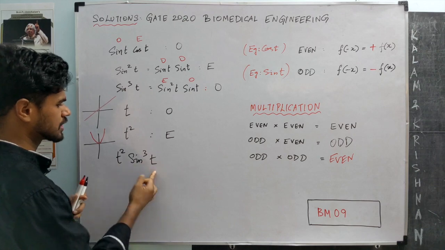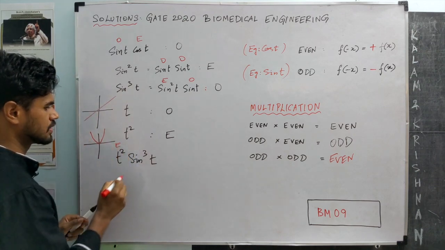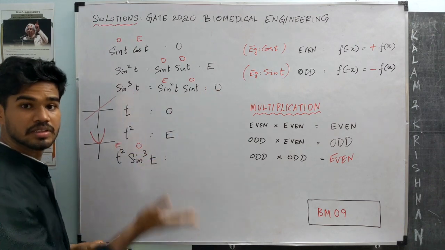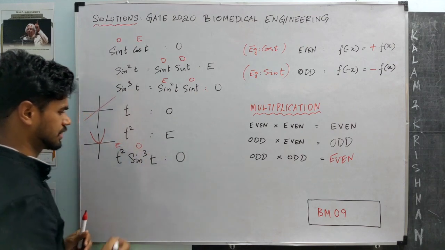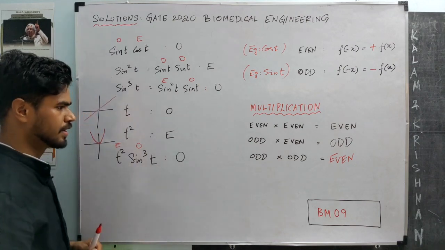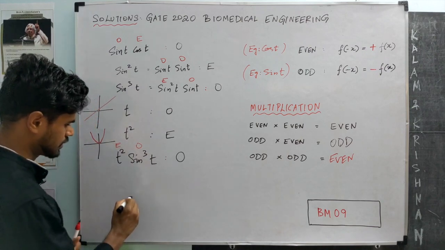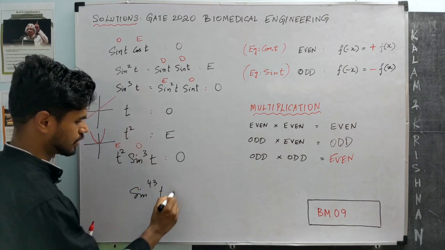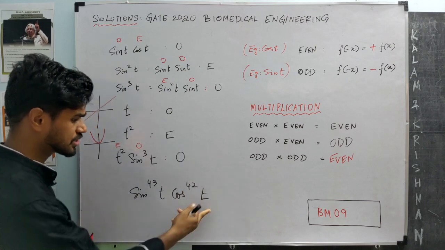Now, how about t square sin cube t? T square we know is even. Sin cube t we know is odd. So how about this product? This product is going to be an odd function. So we know t square sin cube t is odd. And here is some exercise for you to practice and try out. How about sin power 43 t cos power 42 t? Is this function even or odd?